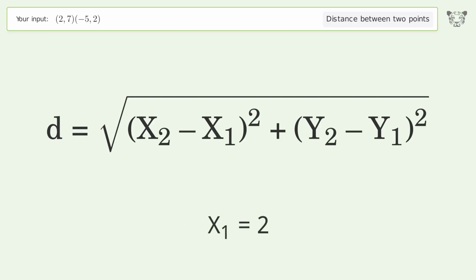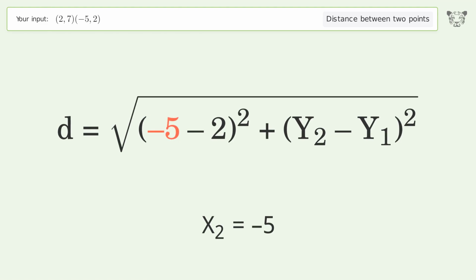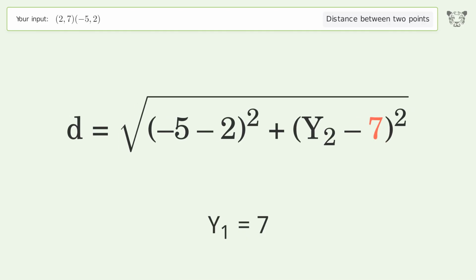x1 equals 2. x2 equals -5. y1 equals 7. y2 equals 2.